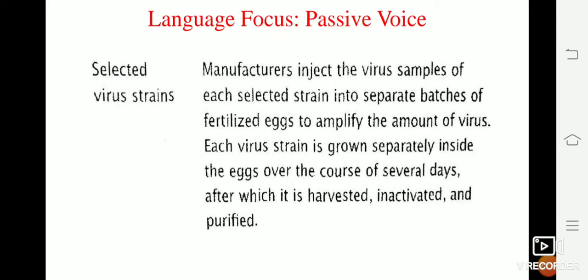Please look at here. Manufacturers inject the virus samples of each selected strain into separate batches of fertilized eggs to amplify the amount of virus. So each virus strain is grown separately inside the eggs over the course of several days, after which it is harvested, inactivated and purified. So this is the passive voice that you use in the process. First, it is harvested and then inactivated and purified. So they use the passive voice to talk about the process description. Okay, right.